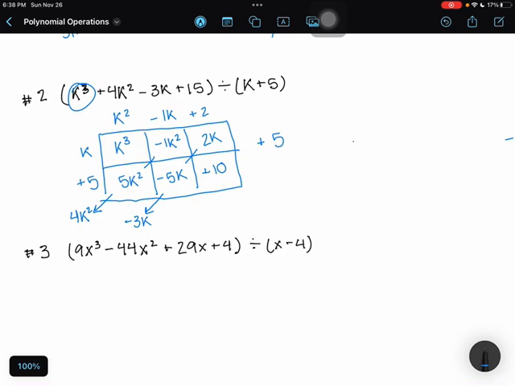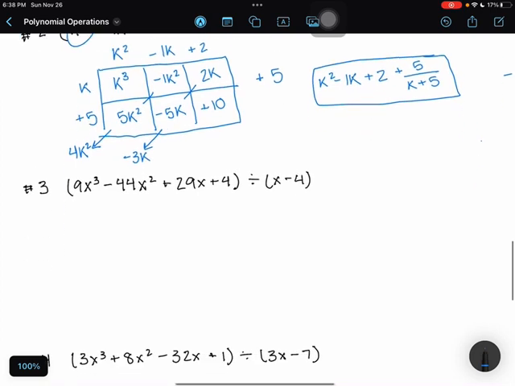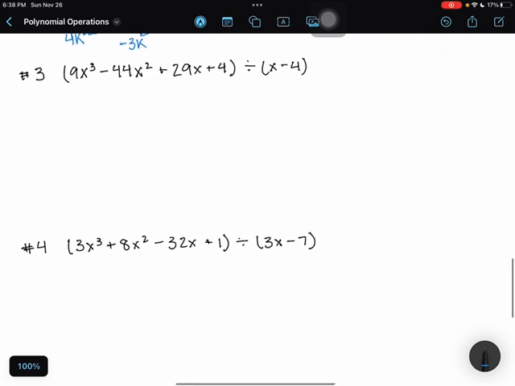So when we write our final answer, I have to include what's on the top: k squared minus 1k plus 2. But then my remainder is actually 5 over k plus 5 because it's not inside my box. So whenever there's a remainder, we can write it like that. All right, let's look at another one.